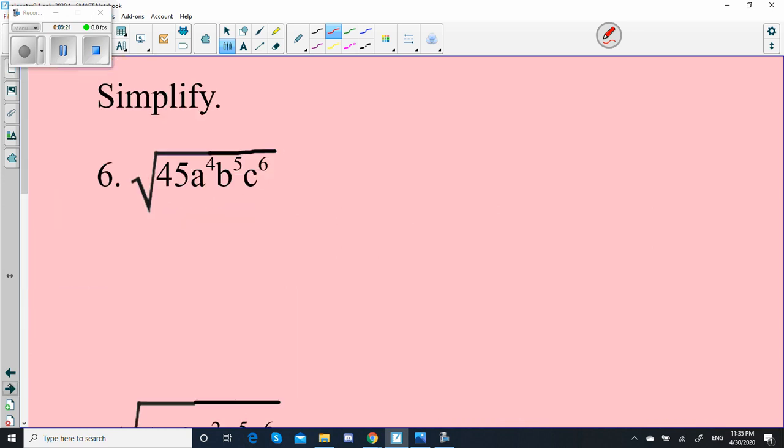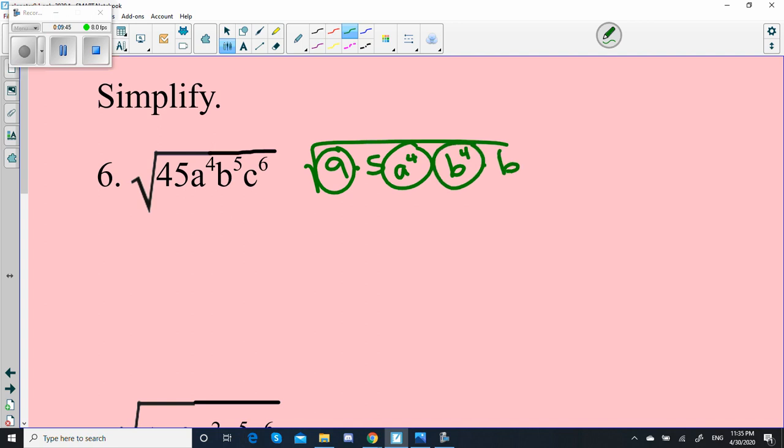Okay, so now we're going to put it all together and see what we can do. The first thing I'm going to do is write it all out. I'm going to start with the number. So I'm thinking 9 times 5 for 45. 9 is my perfect, 5 is not. A to the 4th is perfect because it's even. B to the 5th is not, so I'm going to change B to the 5th to B to the 4th times B. I'm going to circle the B to the 4th because that's perfect. And then C to the 6th is also perfect.